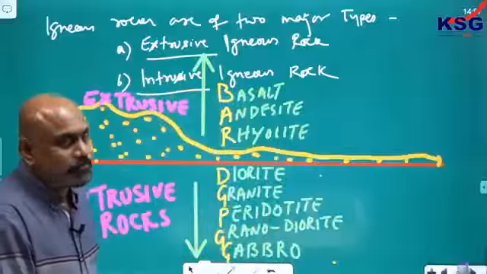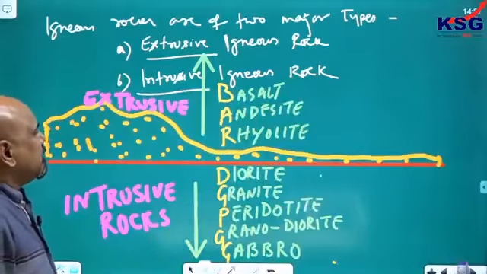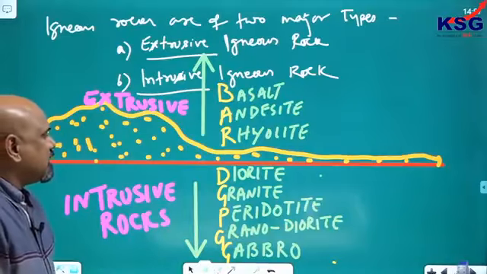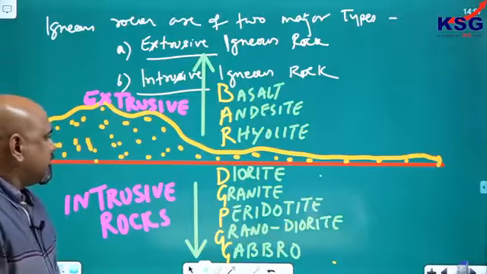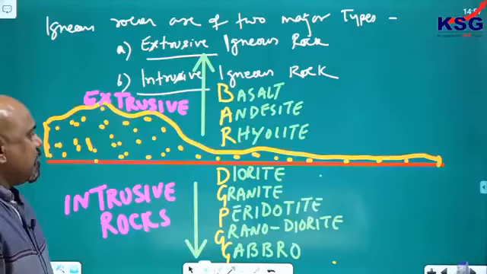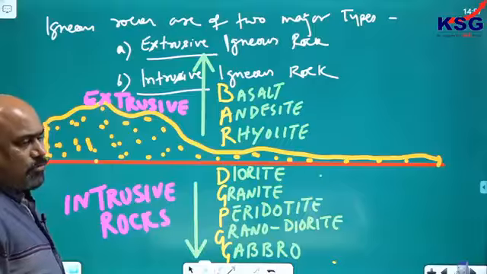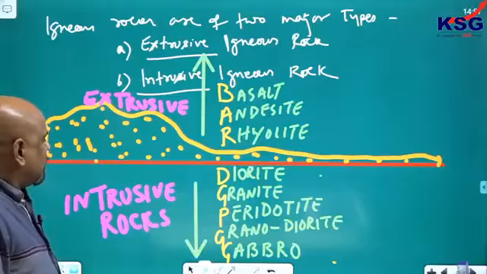Is it clear? Basalt, andesite and rhyolite: extrusive. Diorite, granite, peridotite, granodiorite, gabbro: intrusive. Two major types of rocks you have.